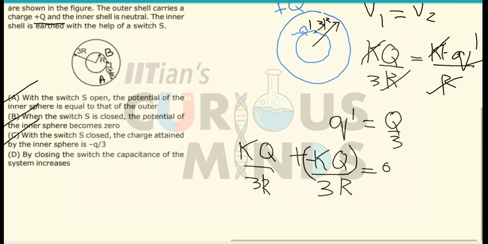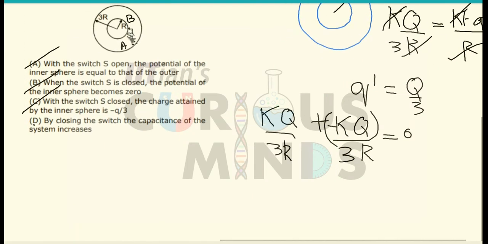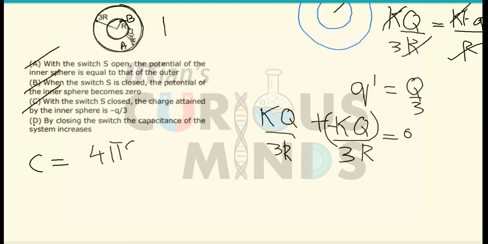The last thing is, by closing the switch, the capacitance of the system increases. Let us check the capacitance of the system in the first case. When the switch was open, there was potential on the inner sphere as well as the outer sphere. The first is negative and the second is positive. So the total capacitance will be equal to 4 pi epsilon naught into R1 R2 divided by R1 minus R2.